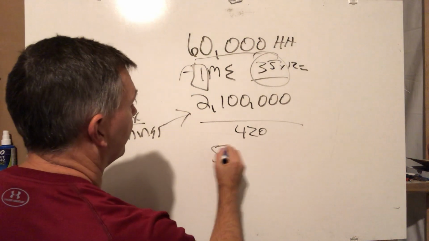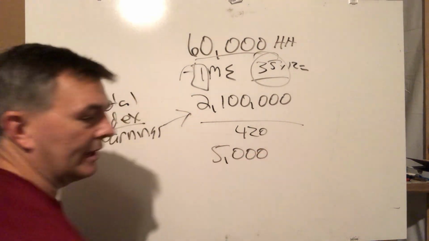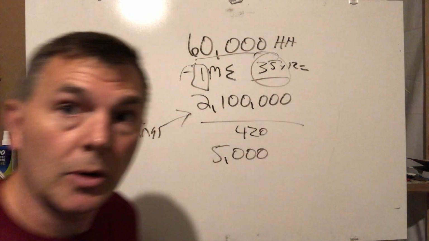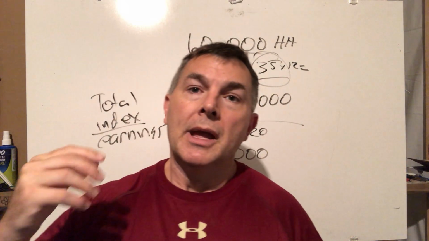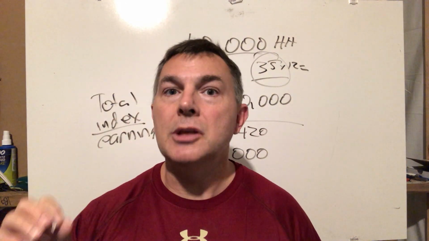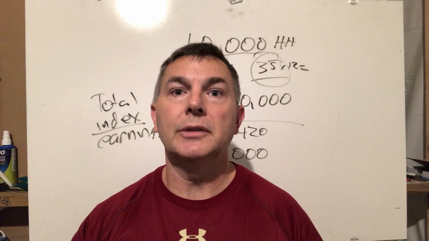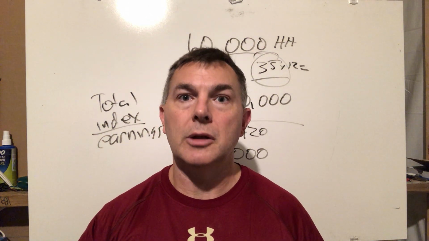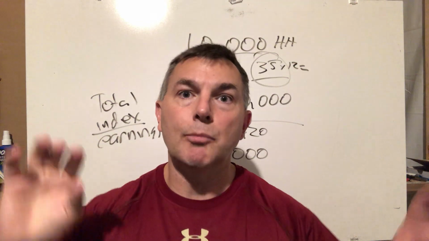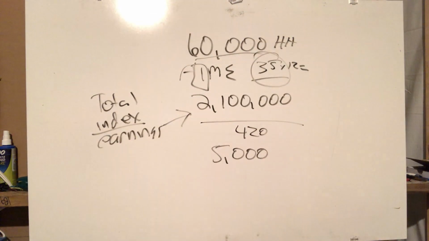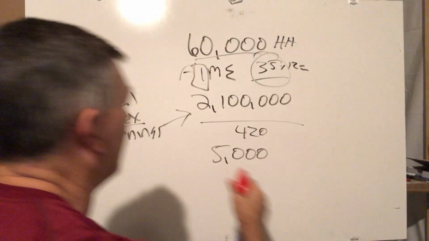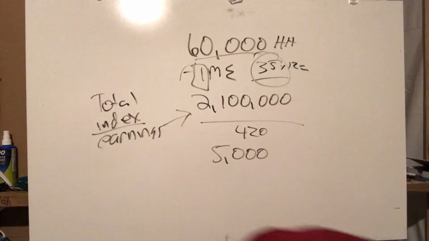So our $5,000 a month is our average indexed monthly earnings. If our annual indexed earnings are $60,000 a year, our average indexed monthly earnings are $5,000 a month. Hope that makes sense. Now we've got an AIME of $5,000.